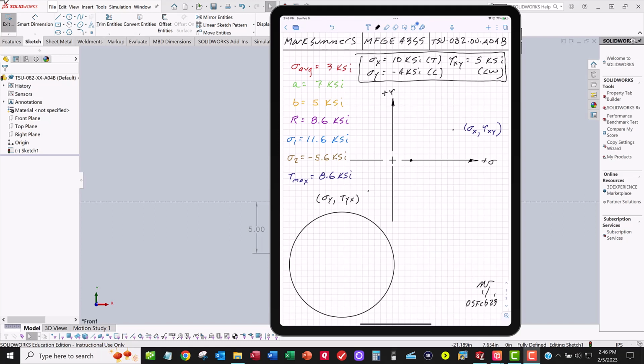The first thing I want to do is look at sigma average. Sigma average is this point right here. And you can see I've got a coordinate system. I drew positive normal stress to the right, positive shear stress straight up in the y direction, and you can see the origin there. We're going to plot these points. So this is sigma average, and I'm going to put that point right there.